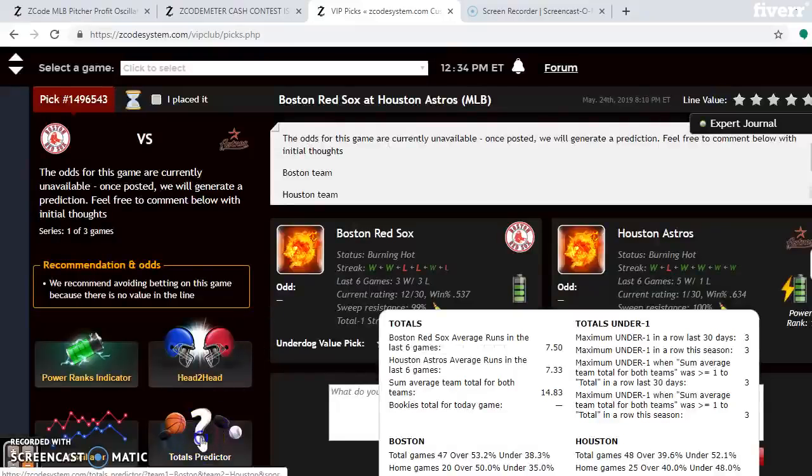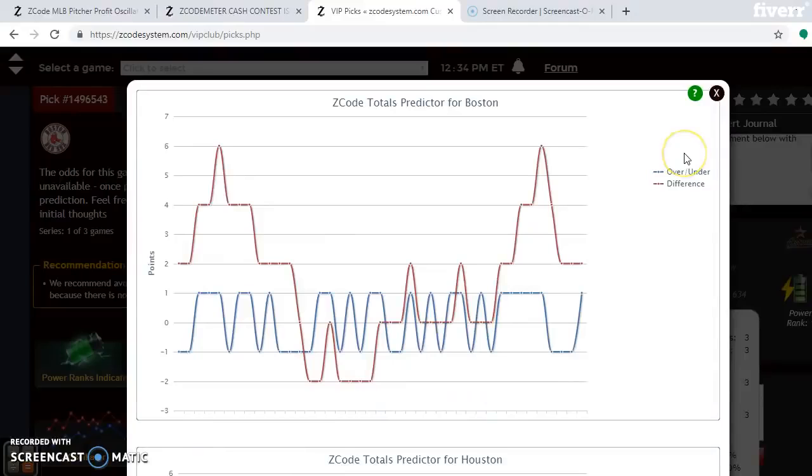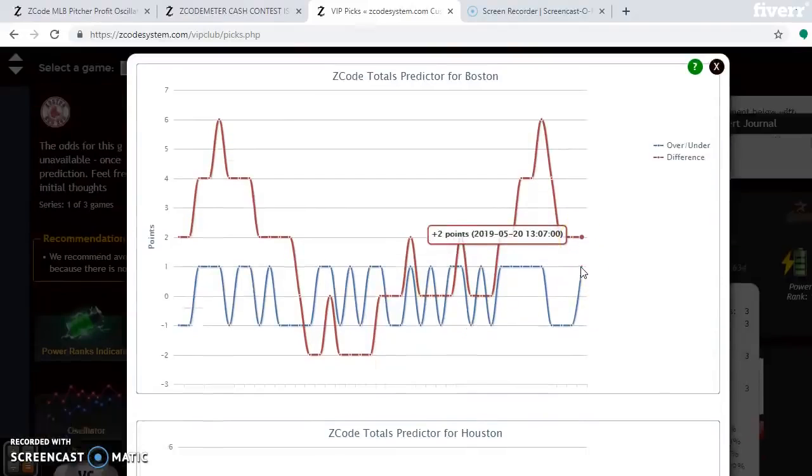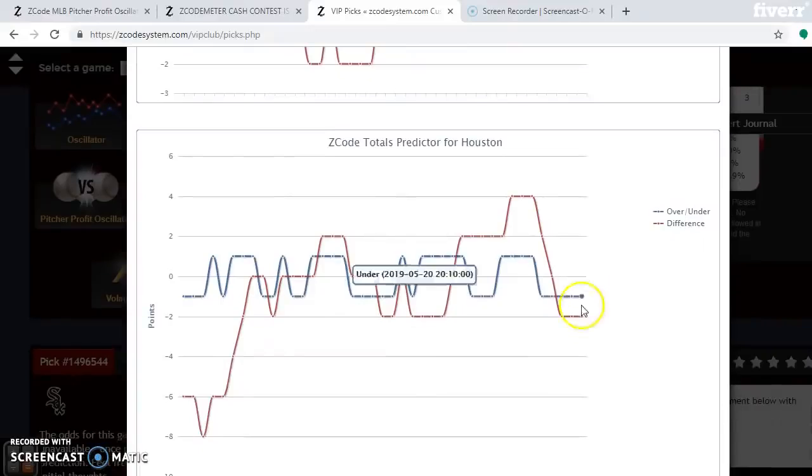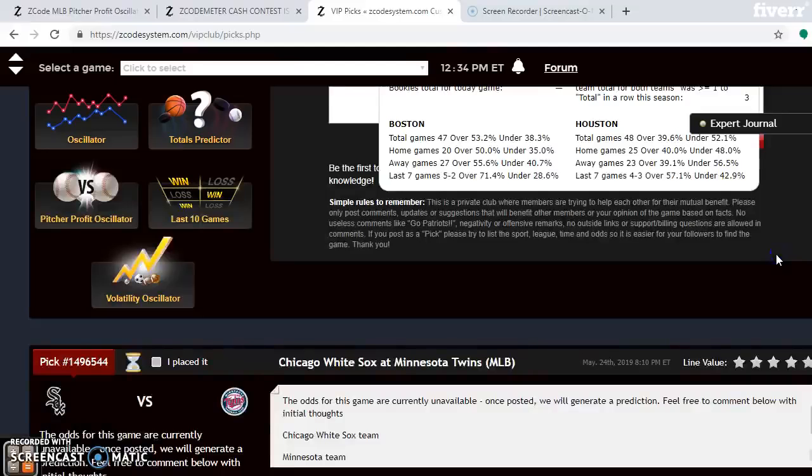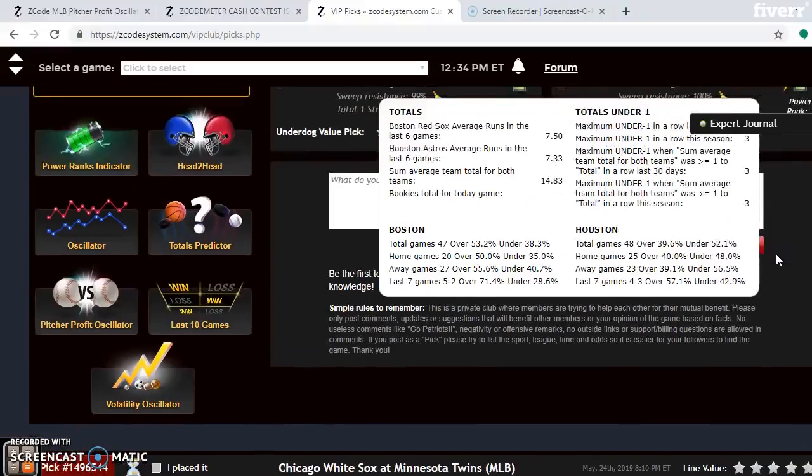You look at the totals predictor. This will help you if you want to bet the over-under. You see here the blue line. You're comparing the red line, where the teams are at, to the blue line. This red line means that Boston has been trending over in their games lately, and you see Houston has been trending under. So it's best to avoid the over-under in this one because they're trending in different directions.